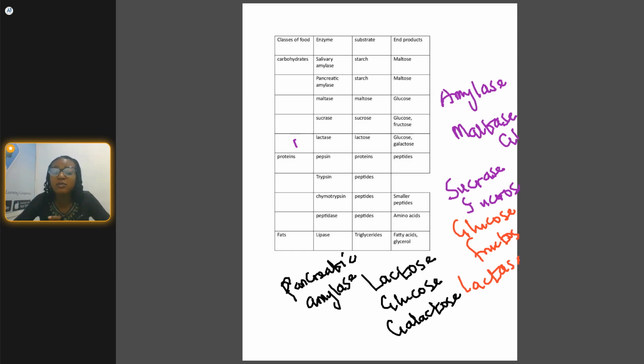So we also have the maltase, which acts on maltose, and the end product is glucose. We have the sucrase, which acts on sucrose, and the end product is glucose and fructose. We have the lactase that acts on lactose, and the end product is glucose and galactose. All right, so those are the enzymes for carbohydrates. So we move to proteins. The enzymes for proteins. Number one enzyme for protein is pepsin.